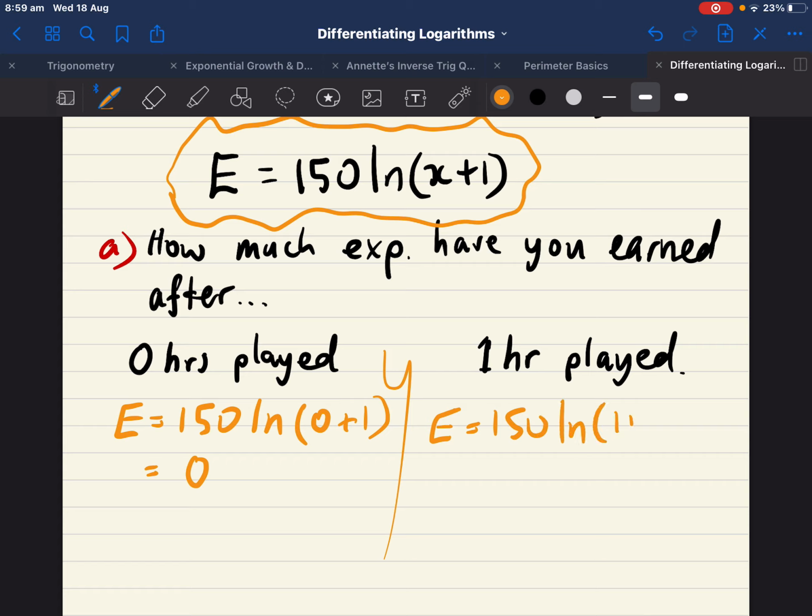ln, in this case 1 plus 1. So you end up with 150 log 2. I'm leaving it there as an exact value, but if you type that into your calculator, you'll get a decimal, and for a video game scenario, it would just be rounded to the nearest whole number. Either way, it's not 0.